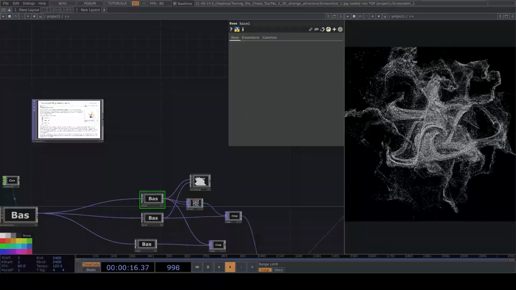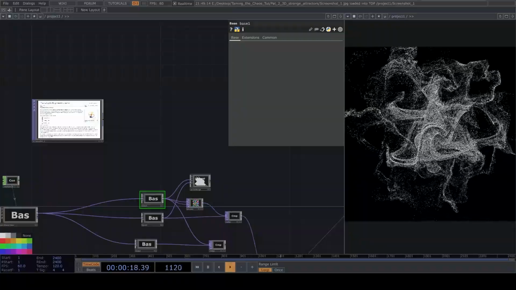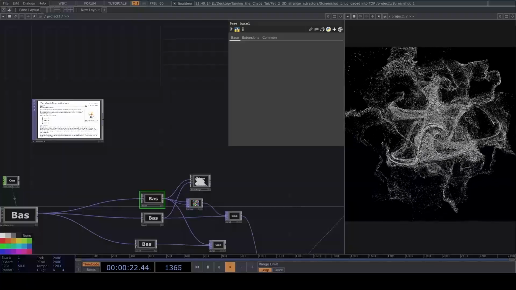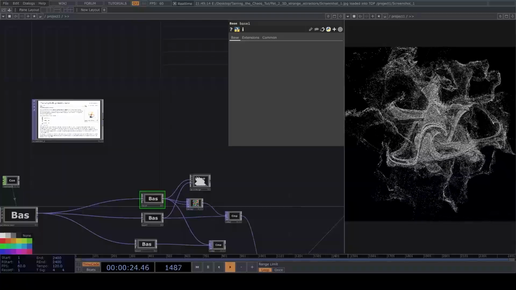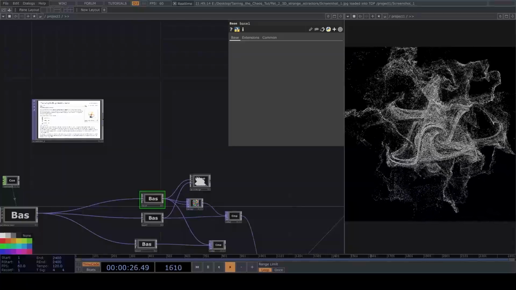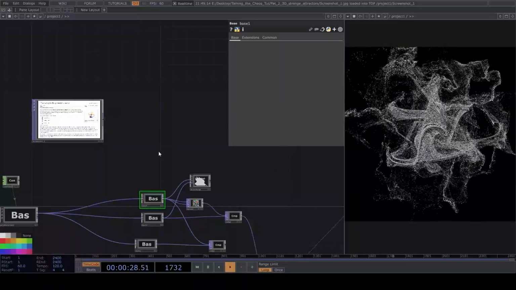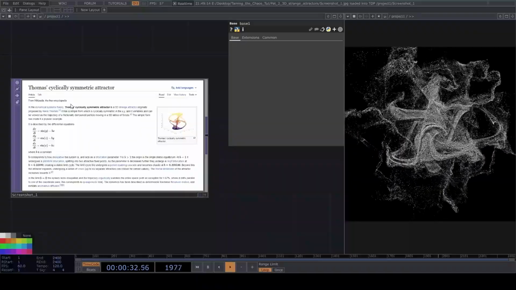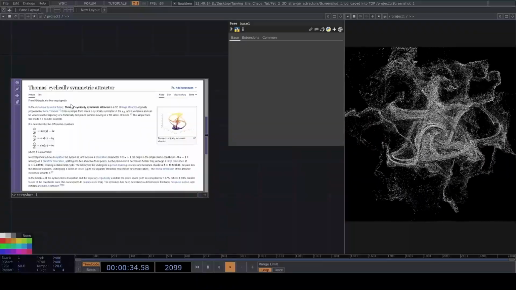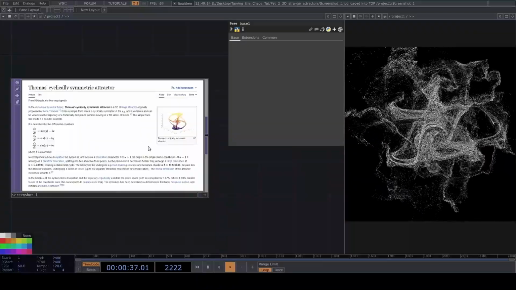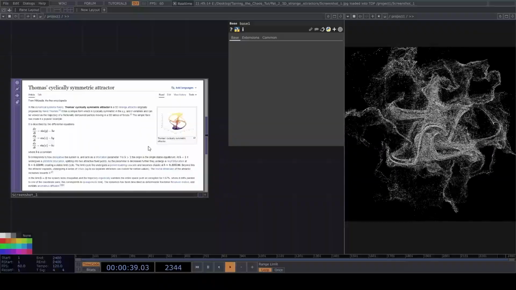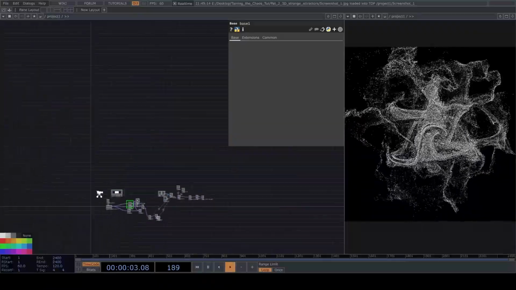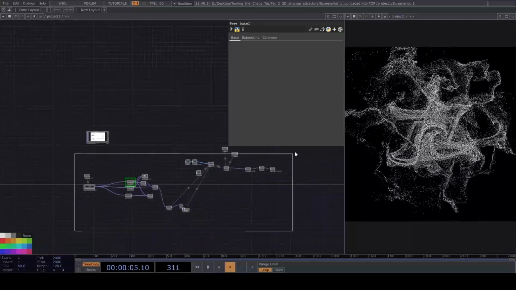Hi, today we continue to dive into the topic of using generative equations in the TOP context of TouchDesigner and see how we can play with strange attractors. For example, I chose this little cute one, Thomas attractor. You could find this one on Wikipedia, but also these techniques could be applied to any attractor you would like to build in here. Let's start from scratch as usual.